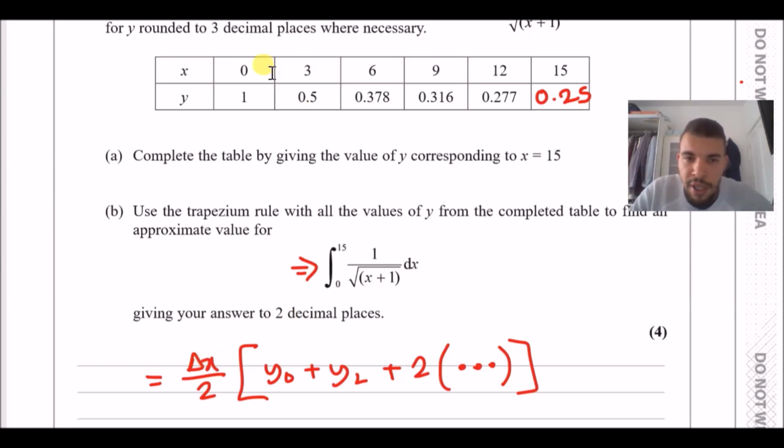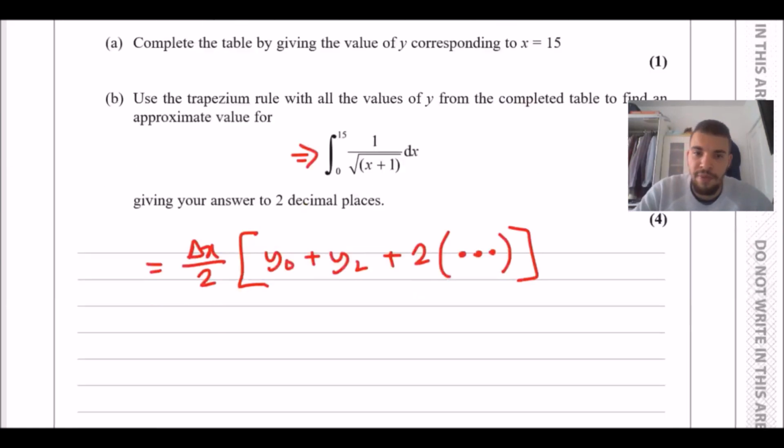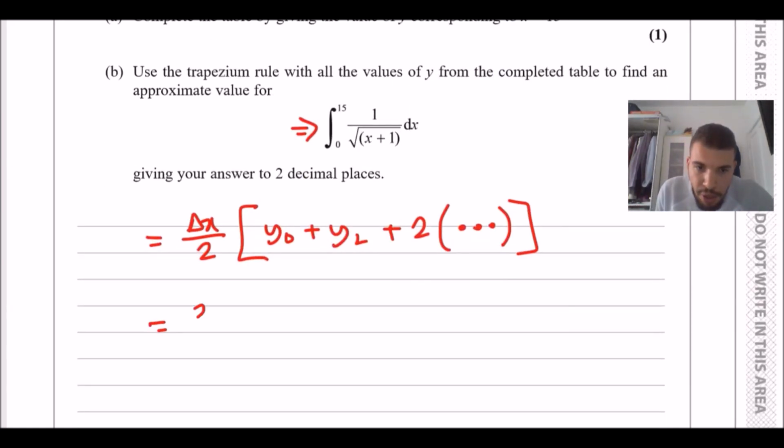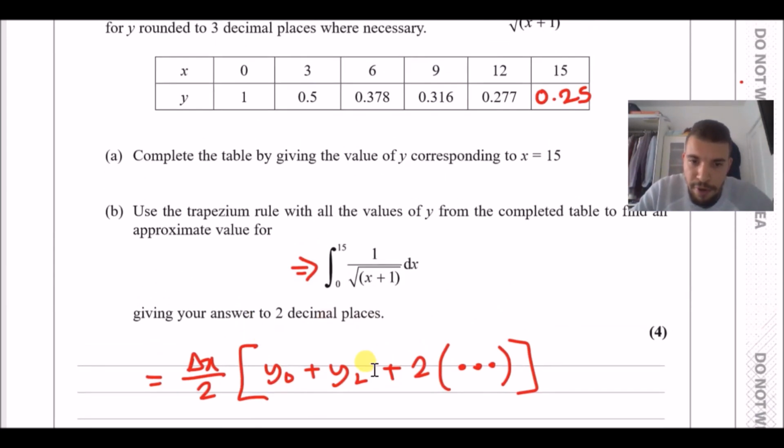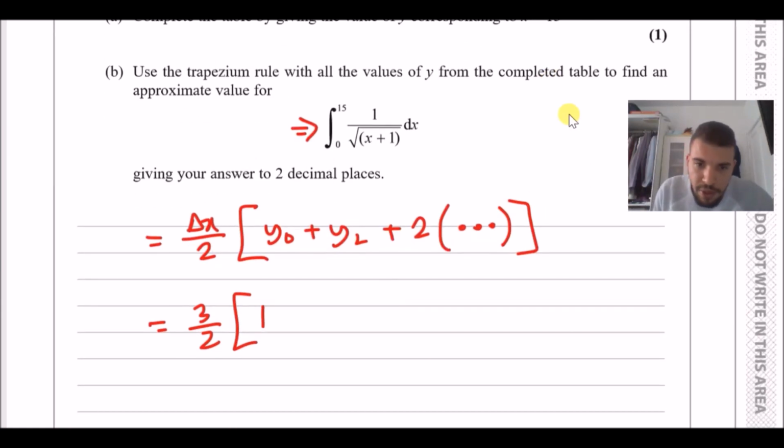So what do we have? We can see that the change in x between each one is going up in 3s. So that's going to be our delta x, so it'll be 3 over 2. Our first y value and our last y value, so the 0th and the last, is 1 and 0.25. So just put that in. And guys, you can just put this all in your calculator. Maybe just show the working out, but full answer in the calculator.